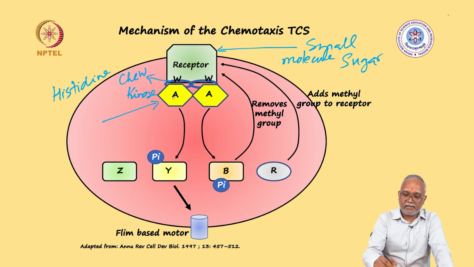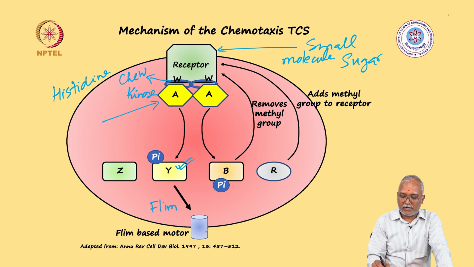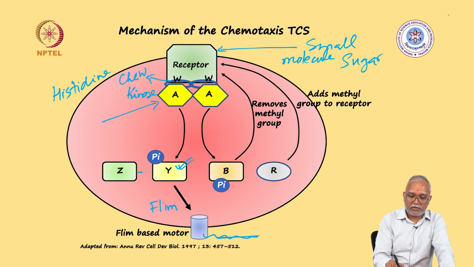So this kinase will transfer the phosphate group on the CheY. CheY will work through the Fli-like molecule, which will ensure that the flagellar movement is activated. This molecule serves as a phosphatase.